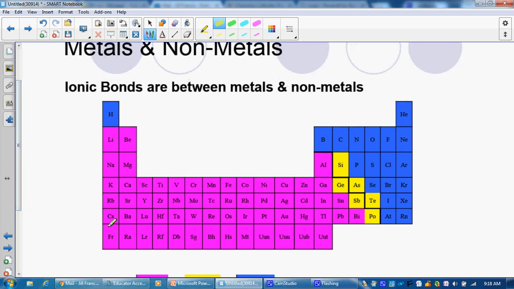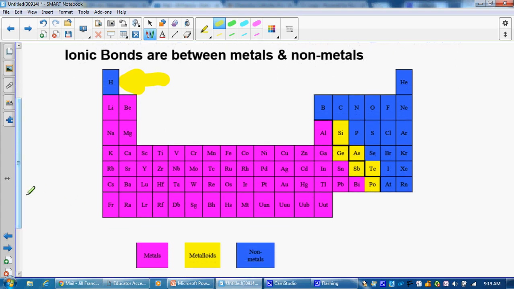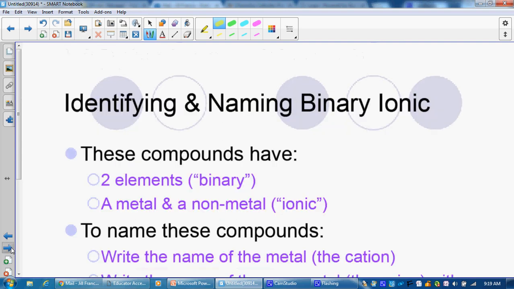compound. Remember here again, your nonmetals all are in blue here. You can see that they're all on the right except for hydrogen. Remember that hydrogen is a nonmetal, and then all the ones in pink here are your metals. So we're going to take something from the left-hand side of the periodic table and bond it to something to the right-hand side. Once in a while you'll have hydrogen involved too.